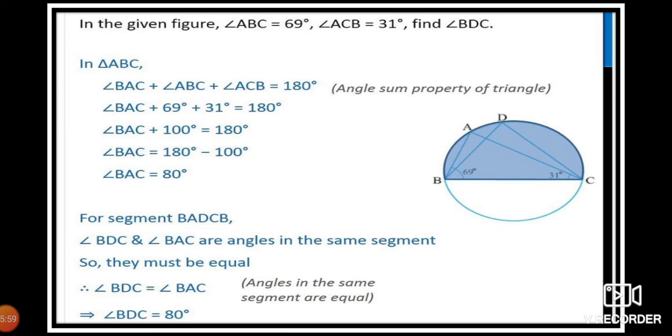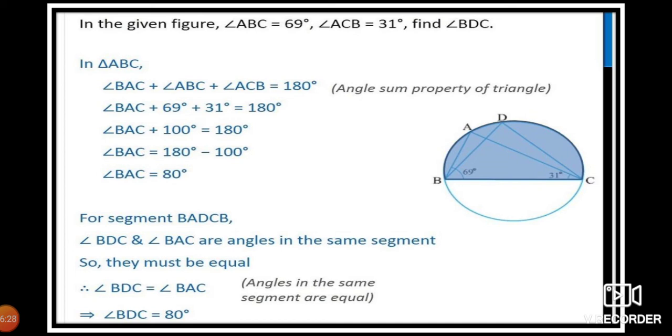So inside the triangle, the sum of the angles equals 180 degrees. That statement we know already. Because of that we write angle BAC plus angle ABC plus angle ACB equals 180 degrees. What is the value of angle ABC? 69 degrees, you can substitute as it is. What is angle ACB? 31 degrees, you can substitute that also, equals 180 degrees because of the angle sum property.